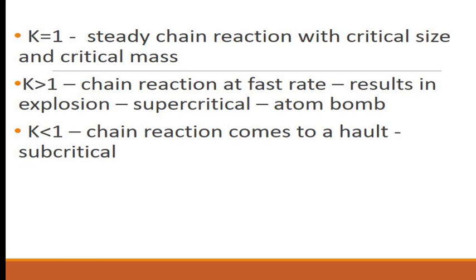So depending upon the value of K, that is the neutron reproduction factor, we can say whether the chain reaction is steady, or it will take place at a faster rate, or it will come to a halt. So in this class we discussed what is a nuclear fission reaction, followed by nuclear chain reaction, thermal neutrons and critical size. Thank you.